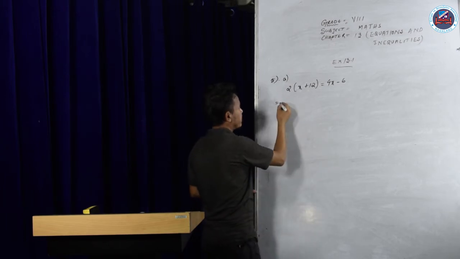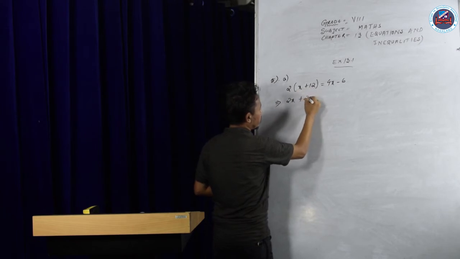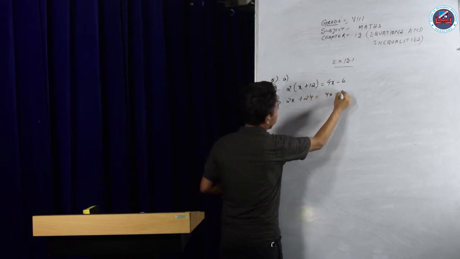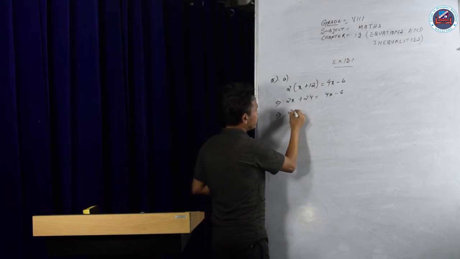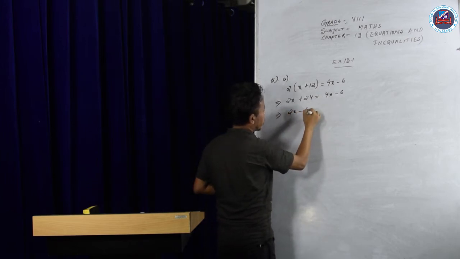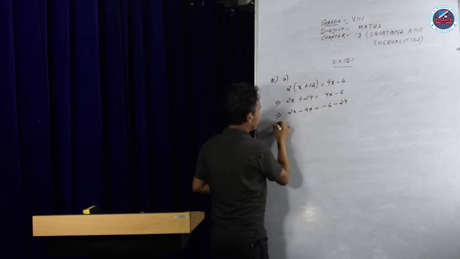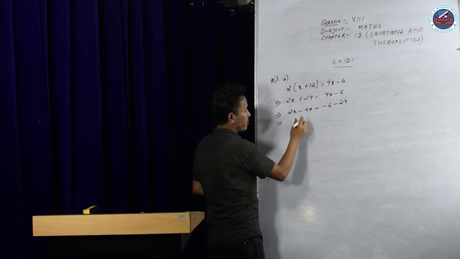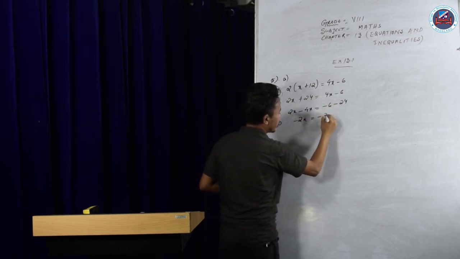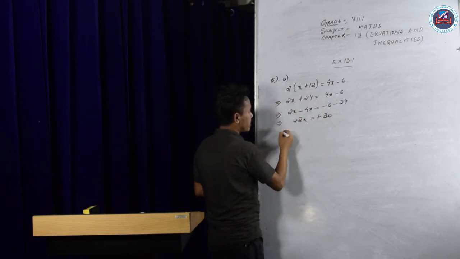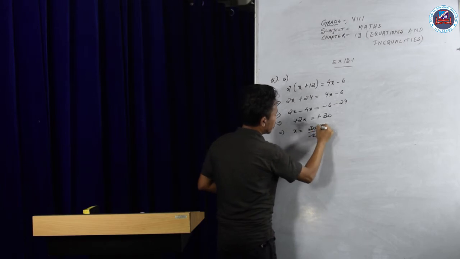Now let's remove the bracket then. 2 into x gives us 2x, plus 2 into 12 gives us 24, equals 4x minus 6. Let's follow the same method again. 2x minus 4x becomes minus 2x, equals minus 6 minus 24, which is minus 30. Minus and minus cancel out. x equals 30 divided by 2, that is 15.